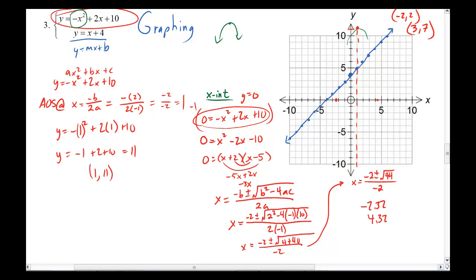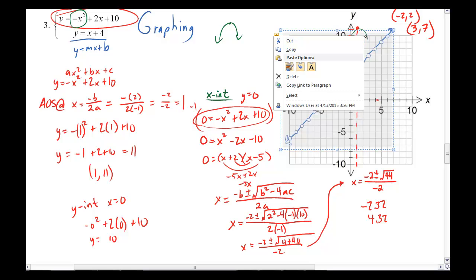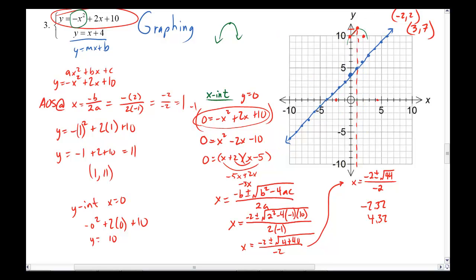We can go ahead and put on our y-intercept now if we want. So I go y-intercept when x equals 0. So I put 0 in, I get negative 0 squared plus 2 times 0 plus 10, and I get 10 for my y-intercept. So I can put that down, reflect it to the other side. All right, so there we go. So I now have my quadratic, which looks something like this, and then this one, which will go down something like this. Now, my guess is that it probably crosses somewhere around these 2 points.